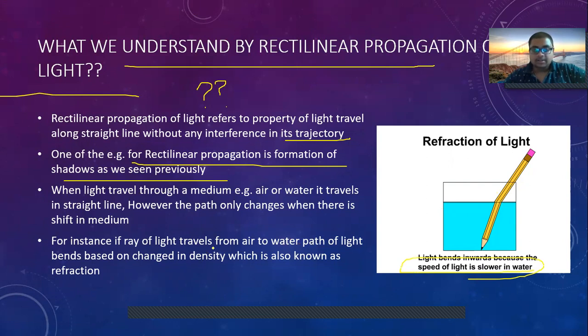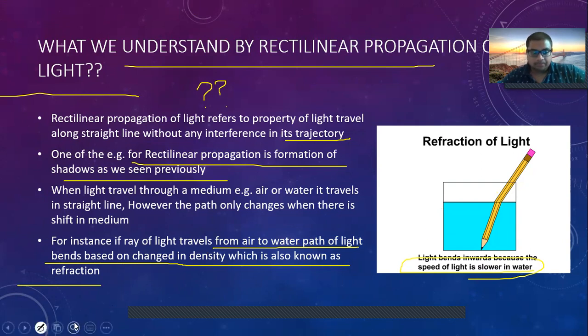For instance, if a ray of light travels from air to water, the path of light bends based on the change in density. It's also known as refraction. So what happens is this water over here is thicker, more dense than the air around. So when light is traveling in air, it is traveling fast. But when that similar light goes in the water, the path is changed because the speed of light is slower in water.